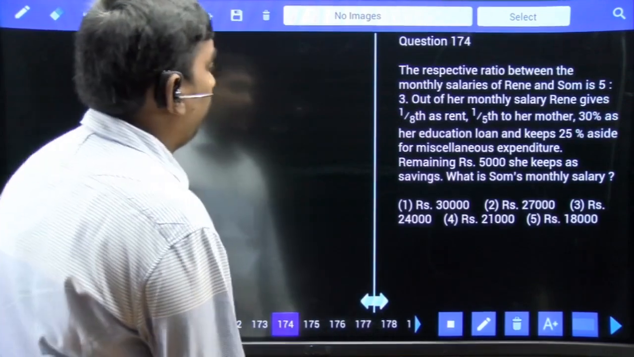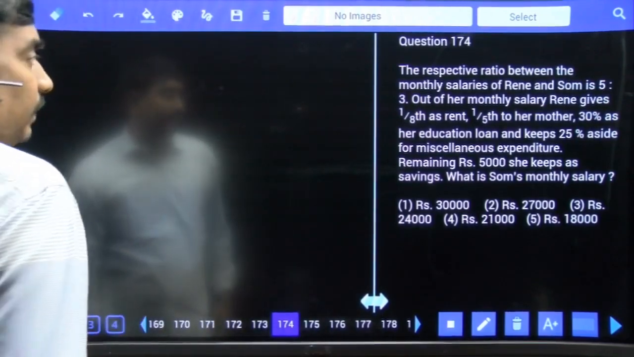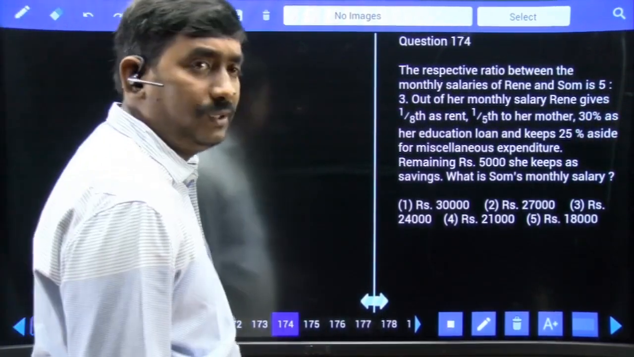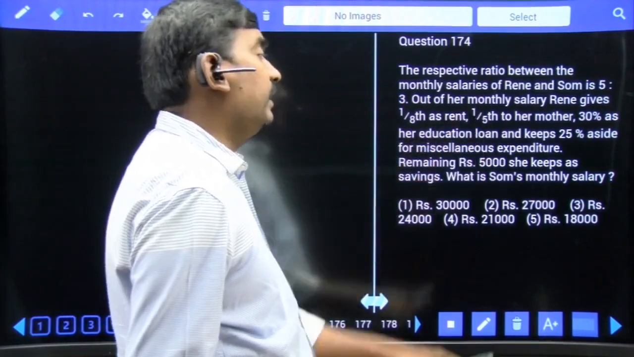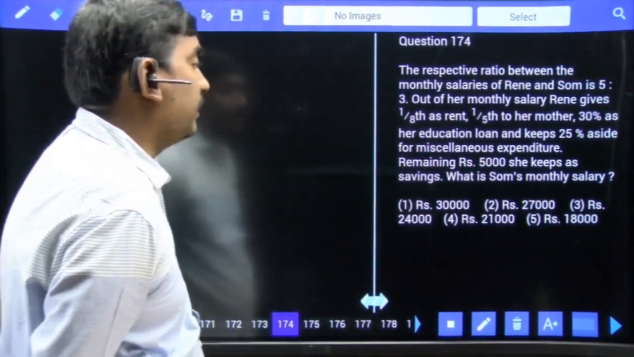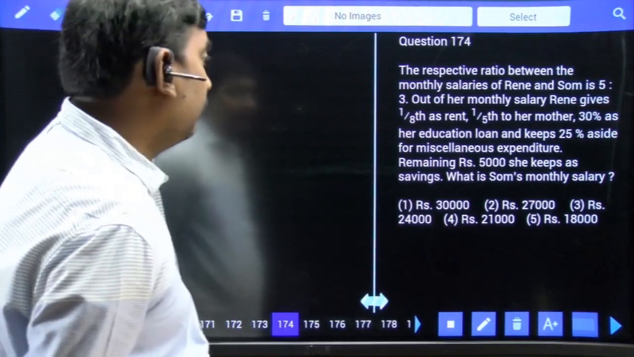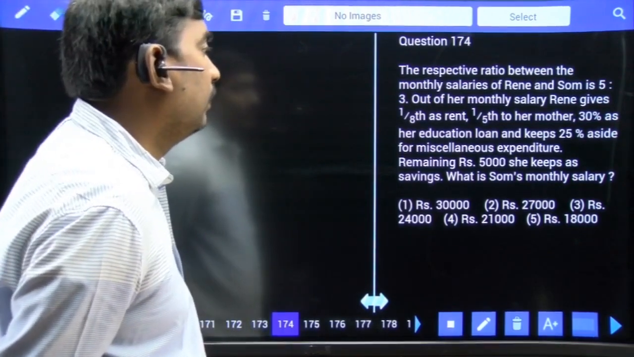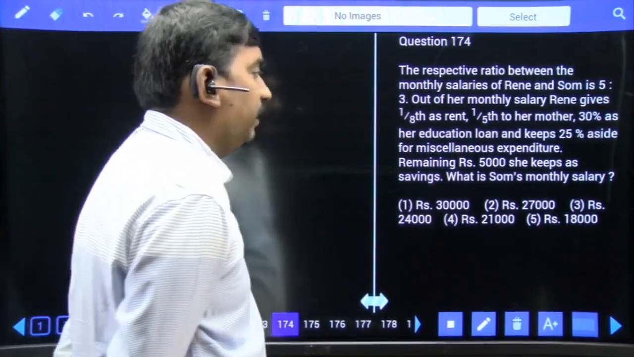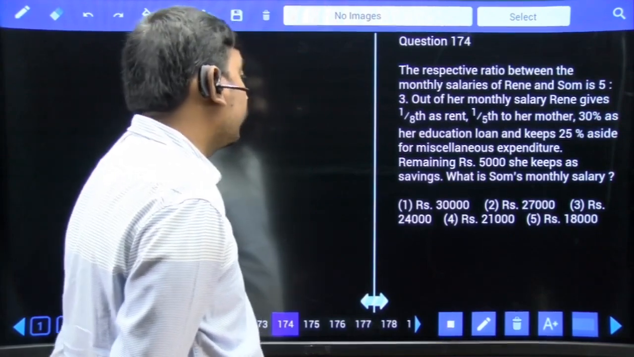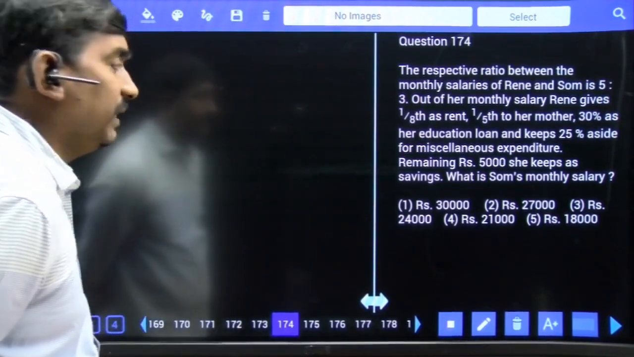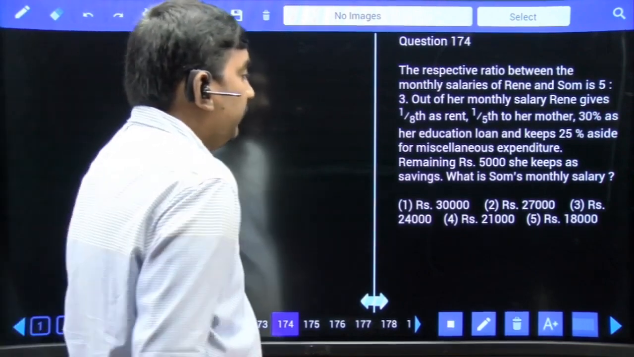The respective ratio between the monthly salaries of Rene and Som is 5:3. Out of her monthly salary, Rene gives 1/8 as rent, 1/5 to her mother, 30% to her education loan, and keeps 25% aside for miscellaneous expenditure. The remaining 5,000 she keeps as savings. What is Som's monthly salary?